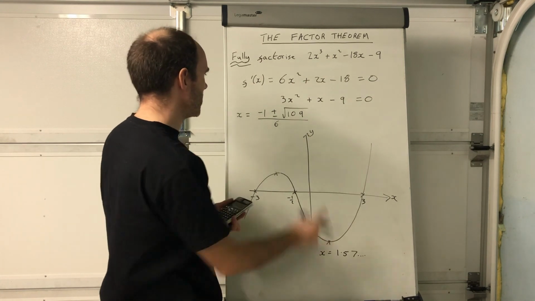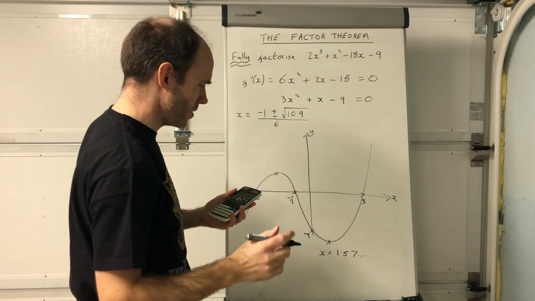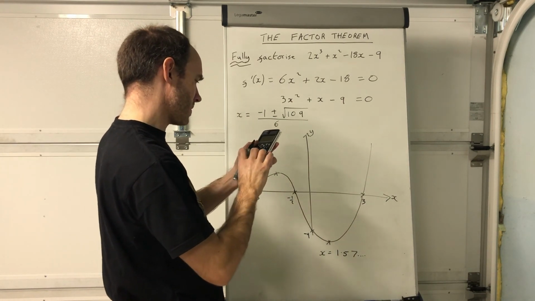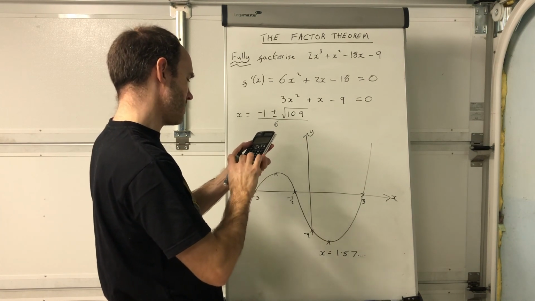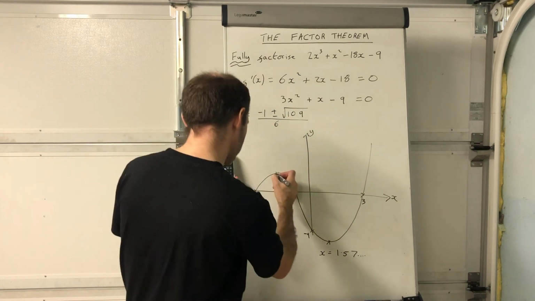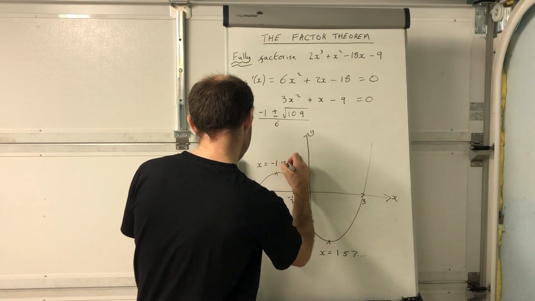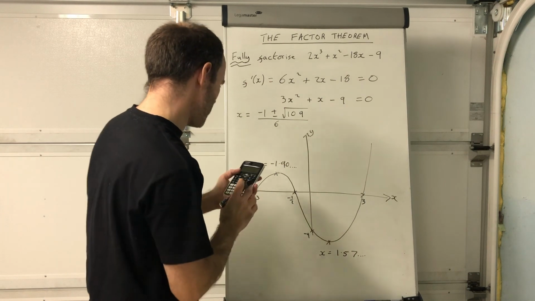What you do is just put that x coordinate into this, and it gives you the y coordinate. I'm not going to do that, but you can do that if you wish. Let's try the other one. Negative 1, subtract square root 109 and divide that by 6. That gives us negative 1.9. So that x coordinate there is negative 1.906 something.